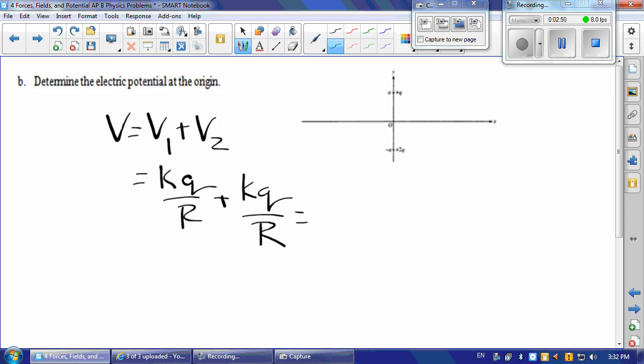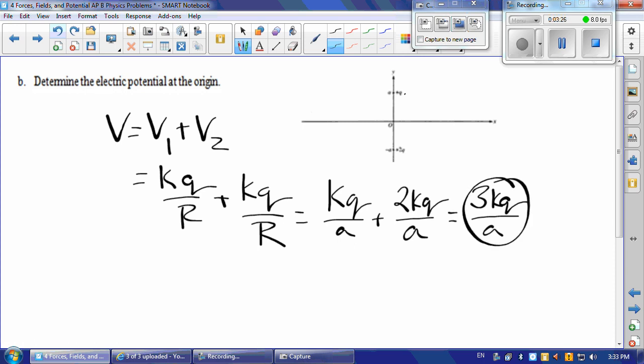So the k stays the same. For the first one, it's kq, it's just a plus q here over a distance a, so it's just kq over a. And then we have to add the second one, which is 2kq over a. Once again, the distances are the same, so you add them up and you end up with 3kq over a. Just that easy, because they were both positive charges.